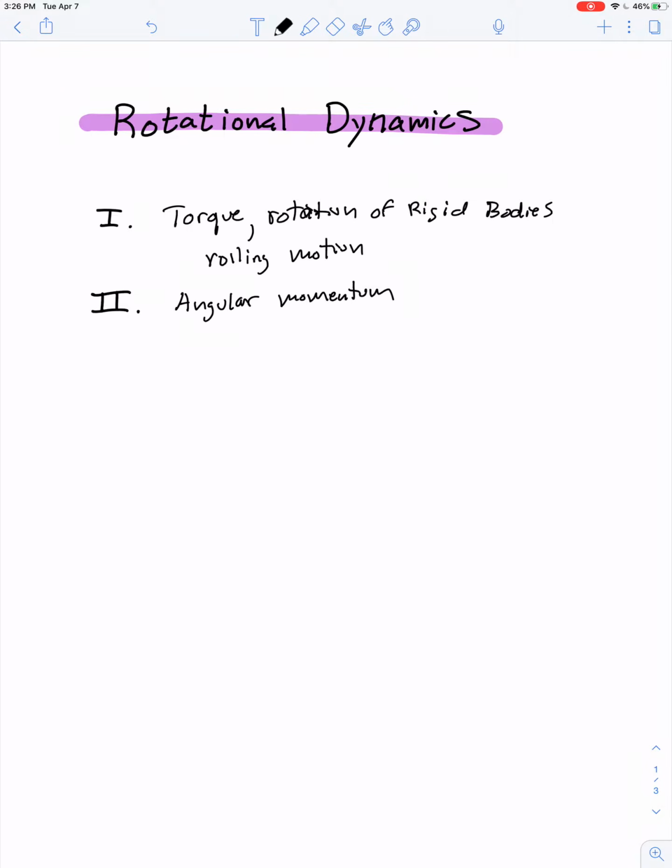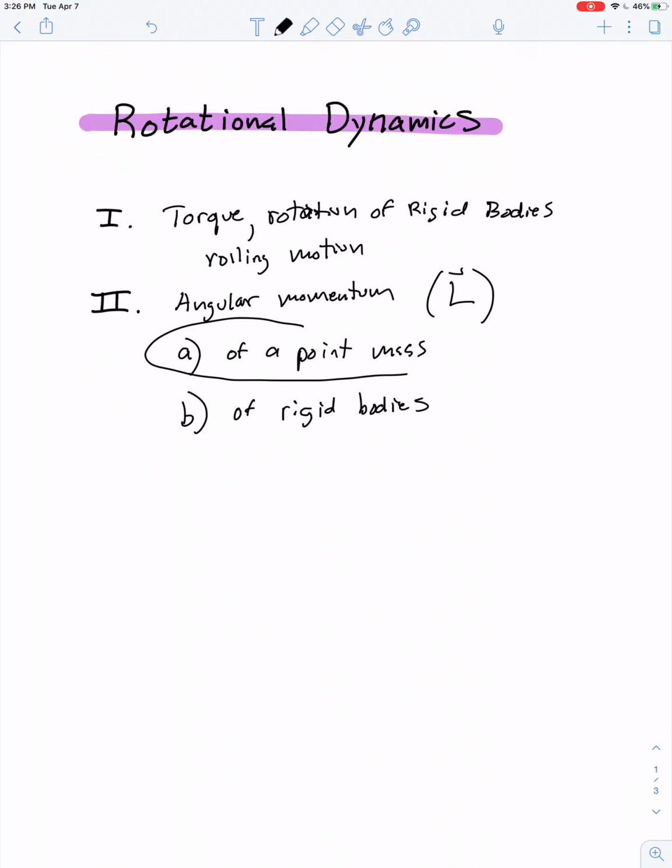Now, angular momentum is given the symbol capital L. It's a vector quantity. And we're going to break our study of angular momentum into two parts: angular momentum of a point mass, and then we'll give emphasis to angular momentum of rigid bodies. So this lesson is all about the angular momentum of a point mass.